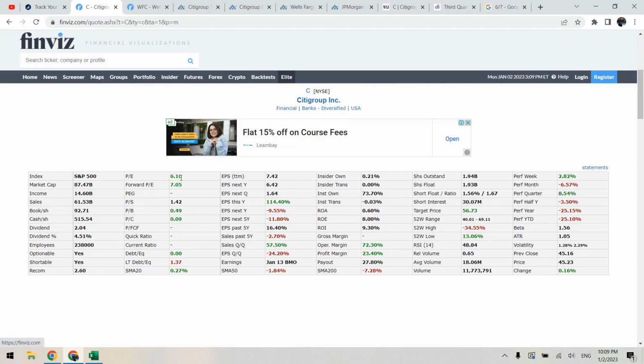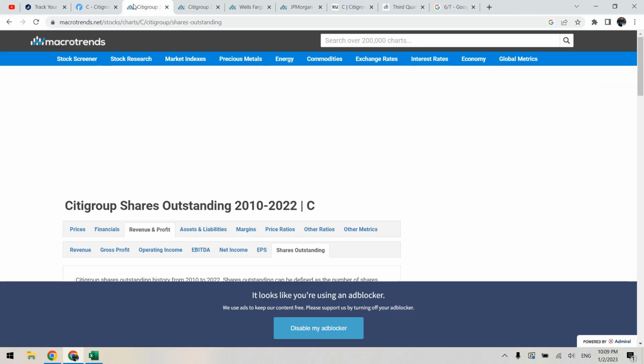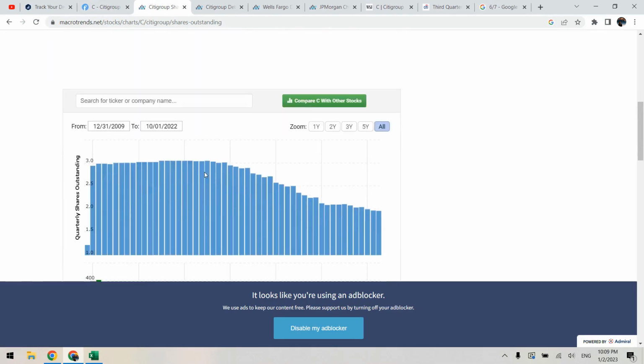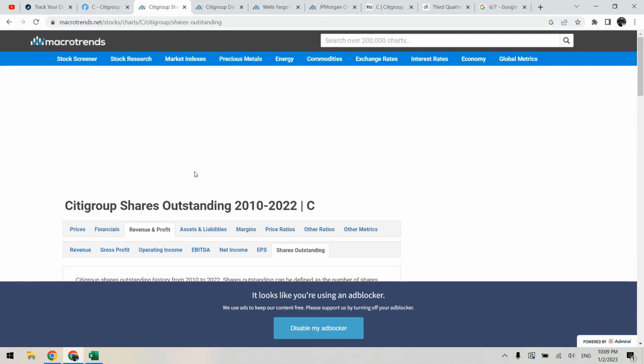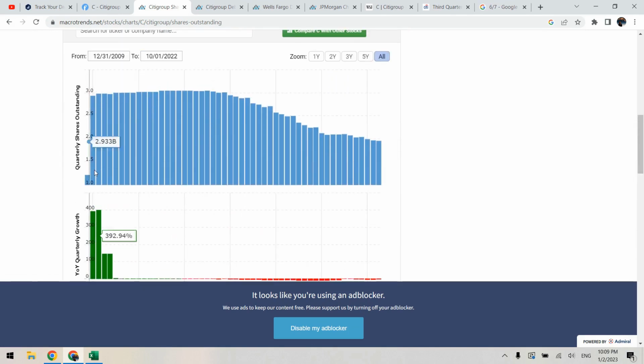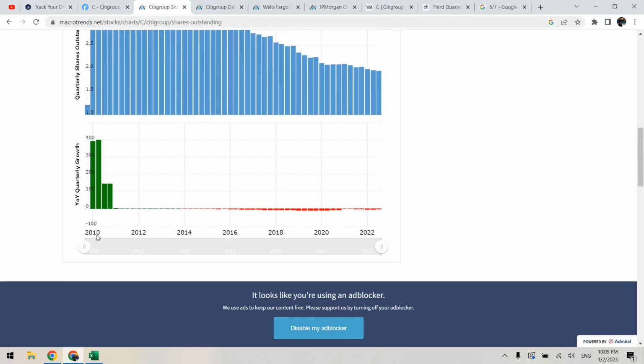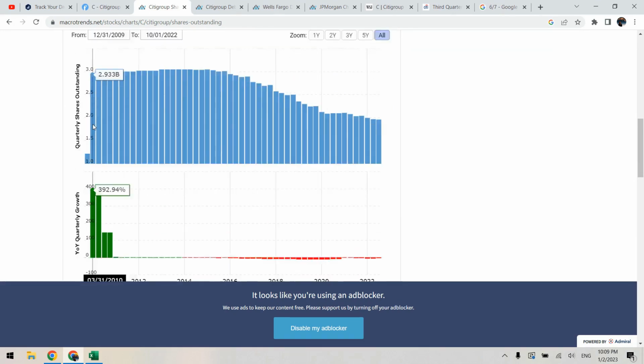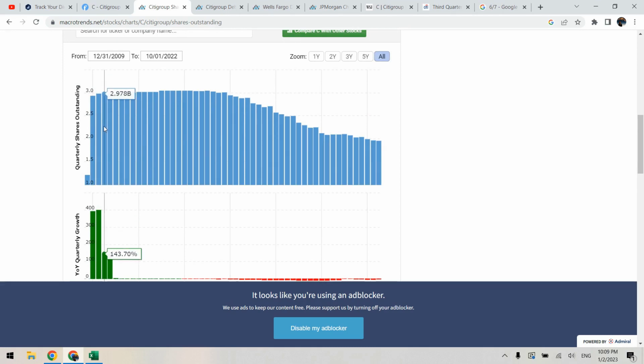But again, it's 10.7. So you already pay a 40% bigger price for one share of Wells Fargo than you will pay for Citigroup. And the other point that is really important to analyze is the quantity of shares that the company has. So as you see, the company issued almost 3 billion shares in 2010, after the economic crisis, because they needed the capital to run the business and to expand the operations.